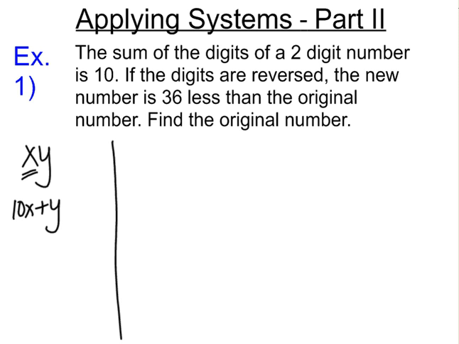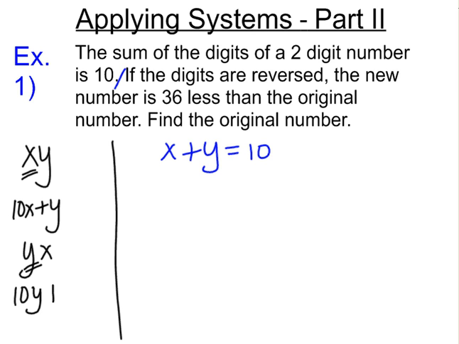Our first equation always comes from the first sentence: the sum of the digits of a two-digit number is 10. Since our digits are x and y, and we want the sum of the digits, we'd say x plus y equals 10. Now, it talks about what happens when the digits are reversed. We're talking about yx. Because y is now in the tens place, the value of yx would be 10y plus x. Keep that in mind because these two expressions are going to come in handy in this next part.